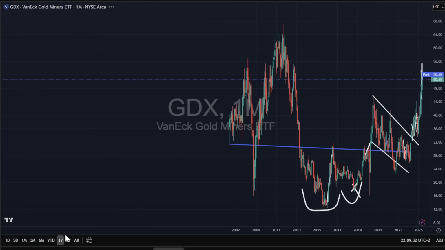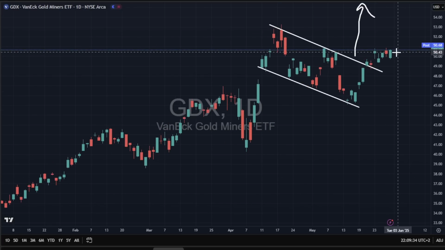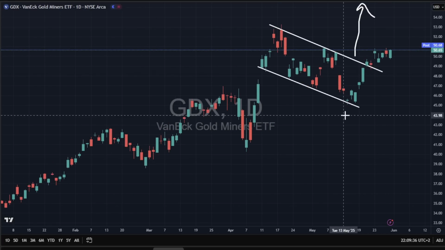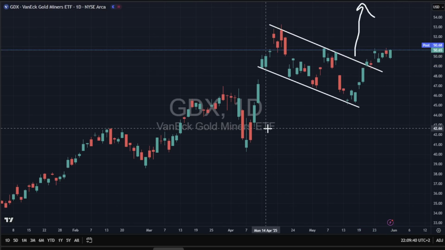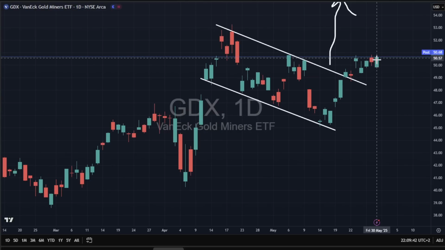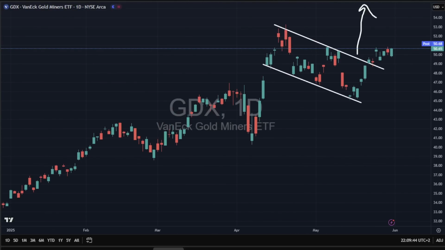GDX is up 0.75%. Again, that looks good to go higher. Nothing's changed with this arrow. We've had all these trading days, but still looks good to move on up. We got a bullish engulfing today.